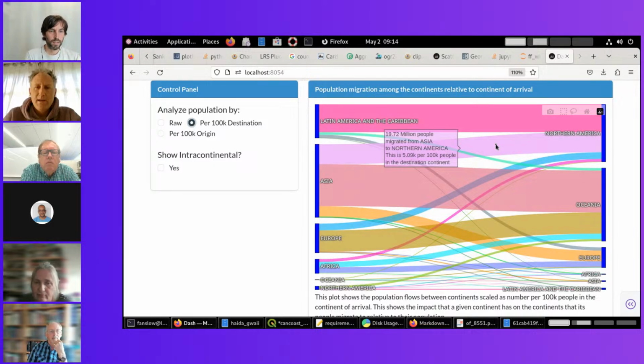Did Farron get cut off? What's weird is it's adding those 5,000 per 100 in North America. I think I just lost my connection, but yeah, it probably needs to be hashed out a little bit, but the idea is to try to show which continent is having the greatest migratory influence on the other continents.